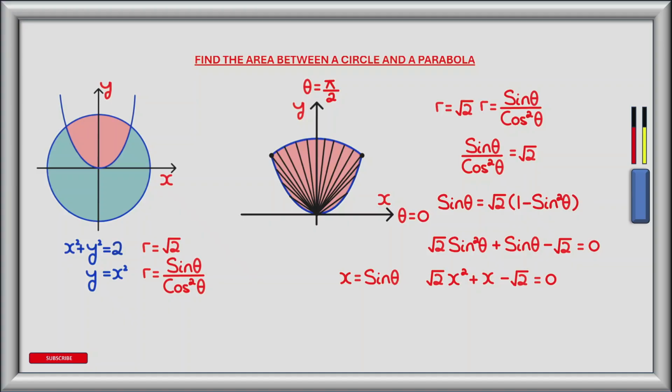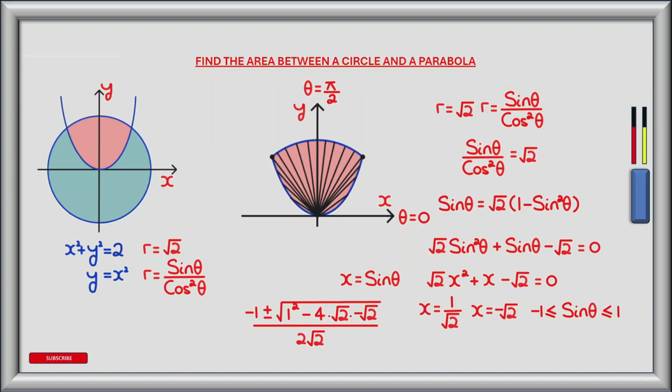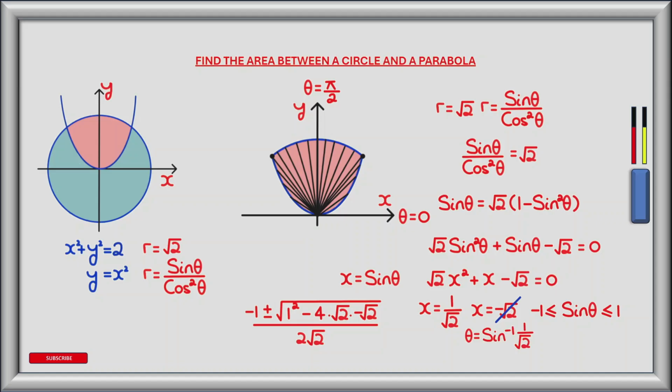To solve this, we can use the quadratic formula. Using the formula to solve the quadratic, we get values of x = 1/√2 and x = −√2, where x is equal to sinθ and sinθ is in the range −1 to 1. So we can eliminate −√2 as it's less than −1. So θ = sin⁻¹(1/√2). And we know that the circle intersects with the parabola somewhere between 0 and π/2. Therefore, in this instance, θ must equal π/4 radians.